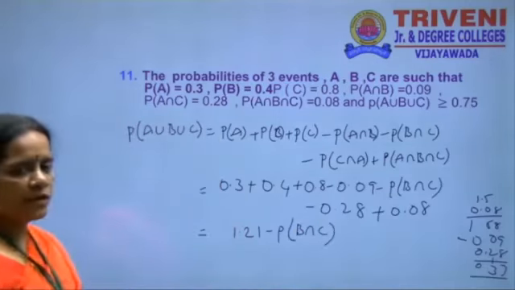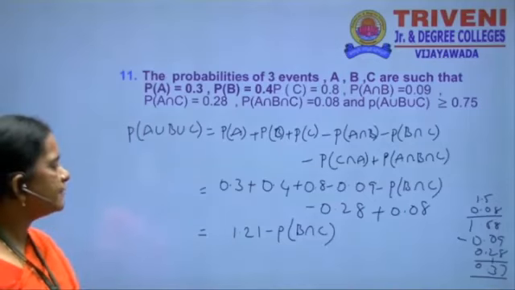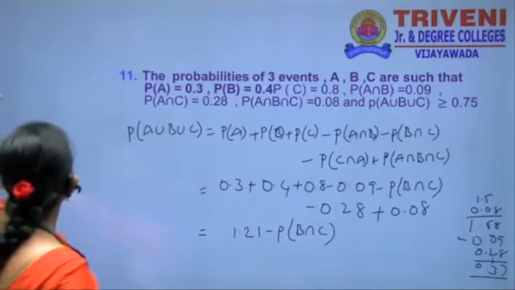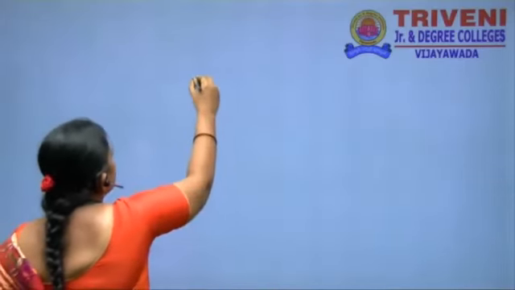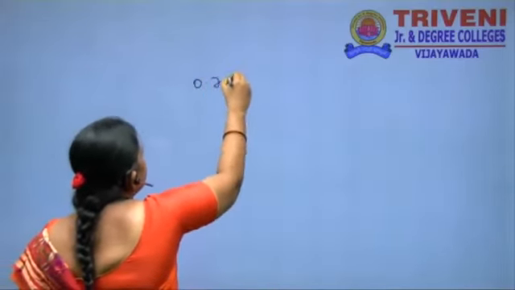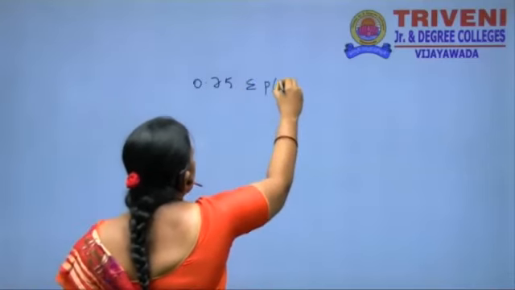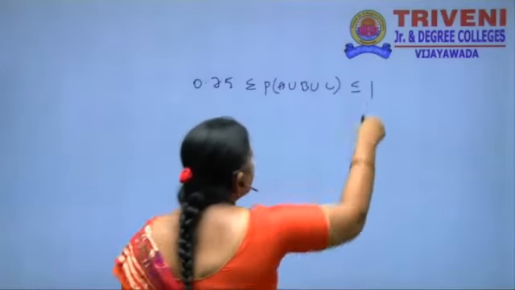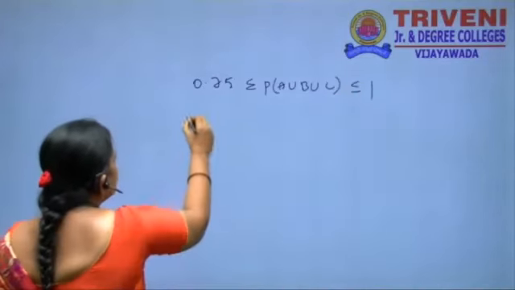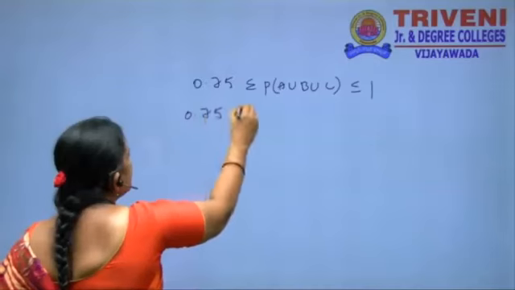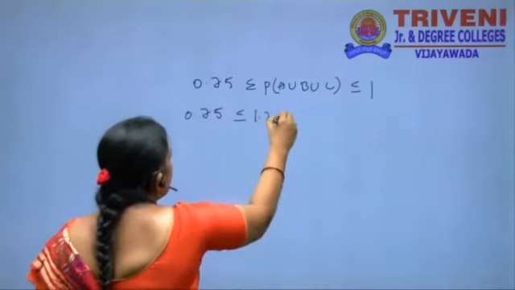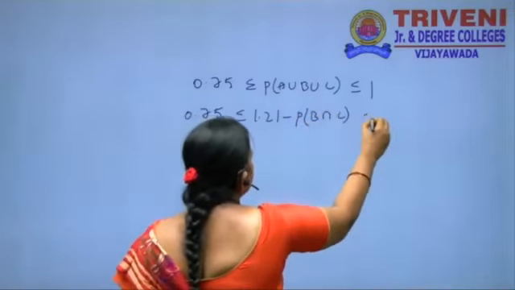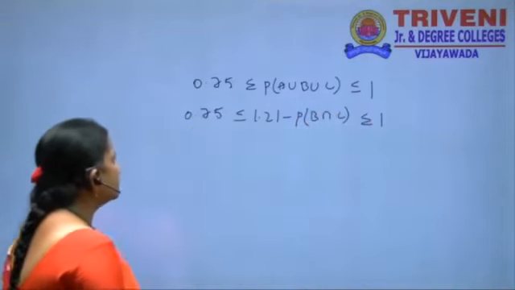But the given condition is P of A union B union C is greater than or equal to 0.75. Then we can say 0.75 is less than or equal to P of A union B union C, less than or equal to 1. Substituting the value of P of A union B union C, 1.21 minus P of B intersection C is less than or equal to 1.